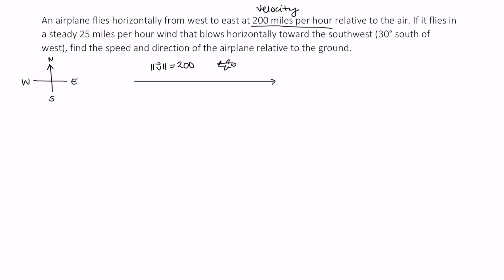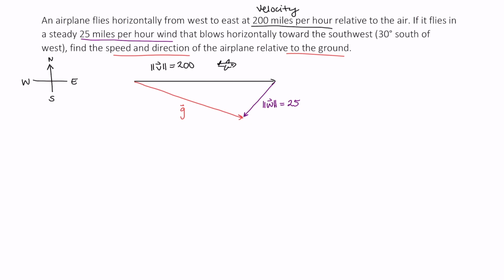Now we're also told that a wind is blowing at a steady 25 miles per hour, and it's going southwest, 30 degrees south of west. So west is in this direction, and we want to look at 30 degrees south of west. That would look like this. And I know that the magnitude of this wind vector is 25. Our goal is to find the speed and direction of the airplane relative to the ground, and that would look like this. I'll call this vector G.